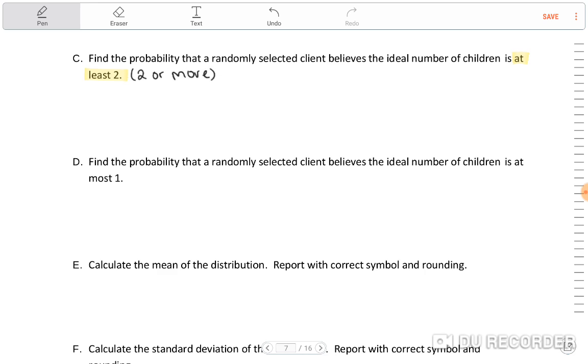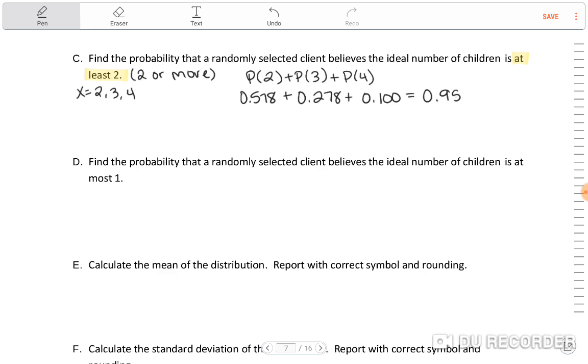Okay. I believe we already just found that, right? 2 or more, we said, is 2, 3, and 4, right? Well, we already found that. So I'm going to go ahead and just write it again. Probability of 2 plus the probability of 3 plus the probability of 4, which is 0.578 plus 0.278 plus 0.100, 0.956. Okay, this is just another way to say it, right? At least 2 is the same as more than 1.